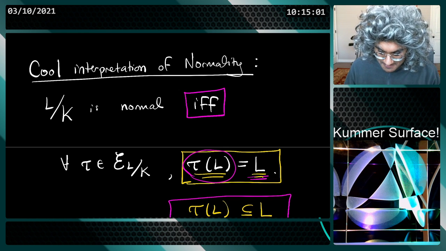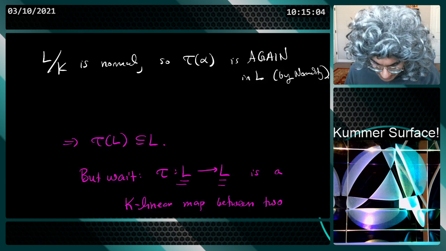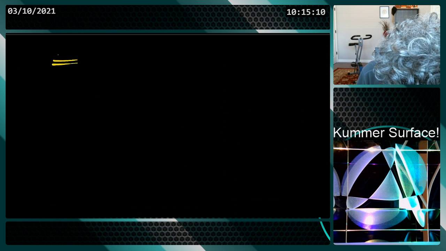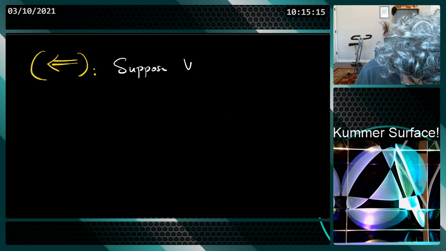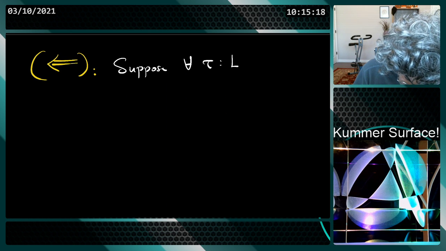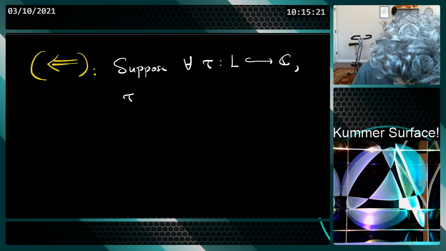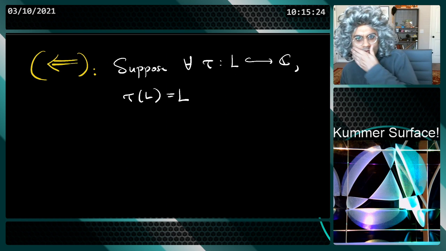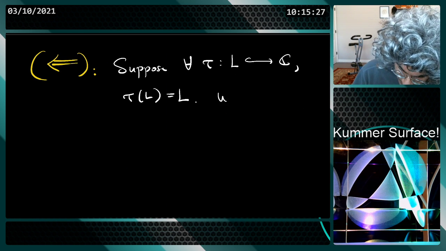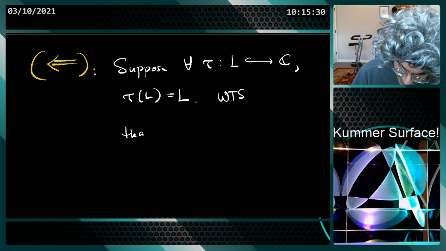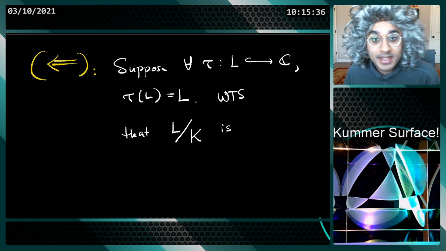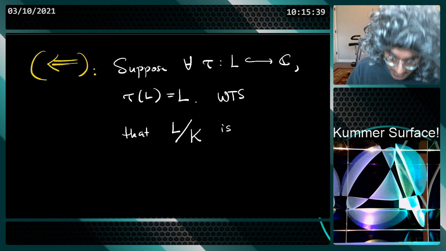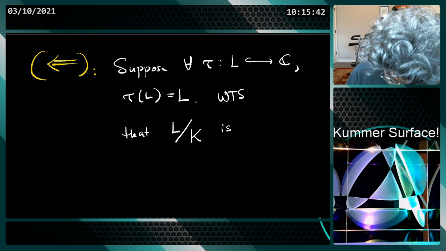All right, so the other direction, it will use an extension lemma thing, I think. Let's just leave the other direction for next time, but let me set it up. Suppose for any tau, the image of tau was just L. You want to show that L over K is normal.